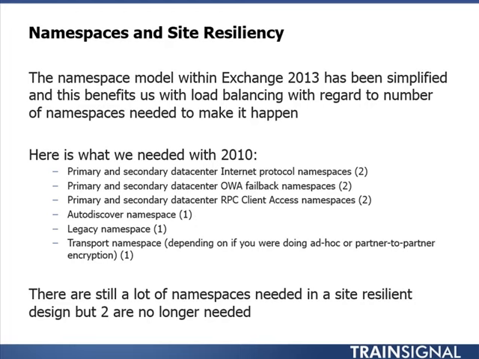Now with Exchange 2013, there are still a lot of namespaces needed in a site-resilient design, but 2 are no longer needed, those RPC client access namespaces. So that's just something to keep in mind, that this is another adjustment with Exchange 2013 because they are no longer using the RPC client access side to the connections with your CAS servers. Because that's gone, you no longer need those namespaces. Now you might be saying, well, it's still a lot of namespaces to be concerned about. Yes, it's true, but it's 2 less. And so it's good for you to know that.